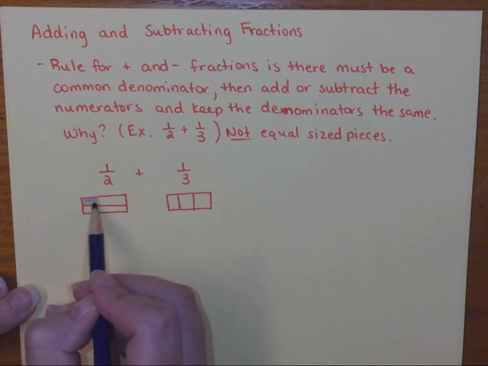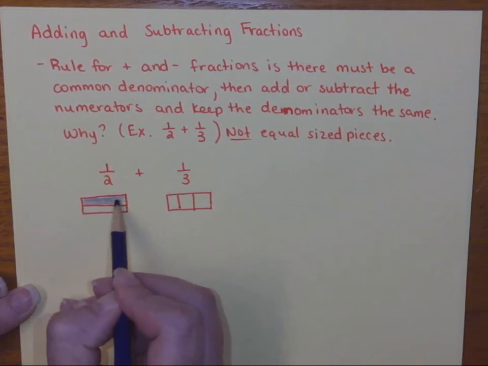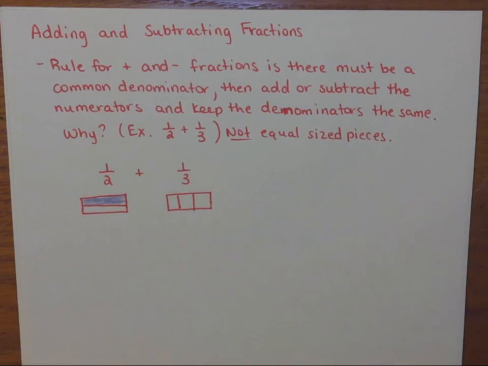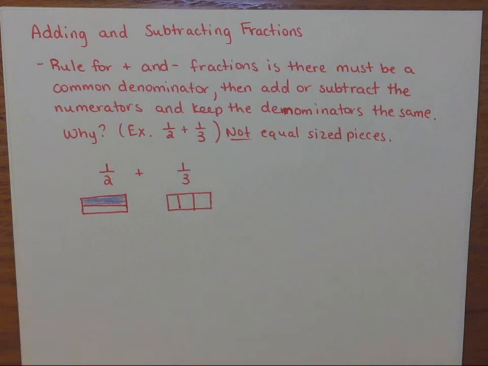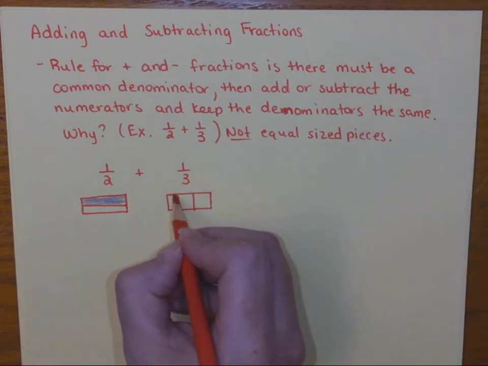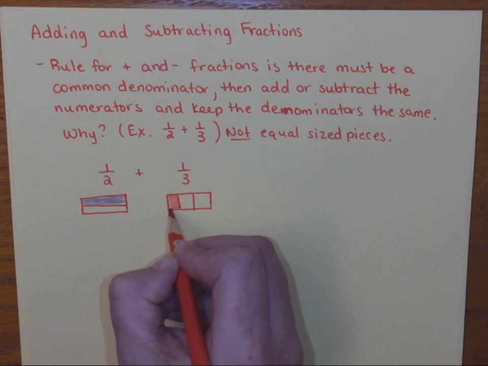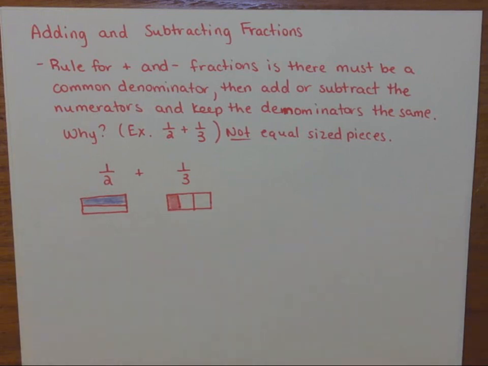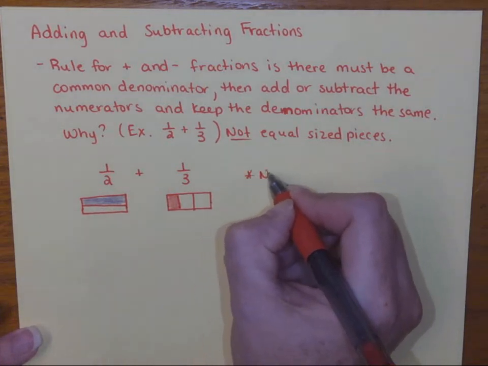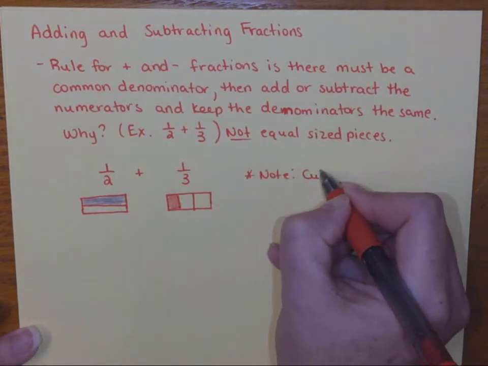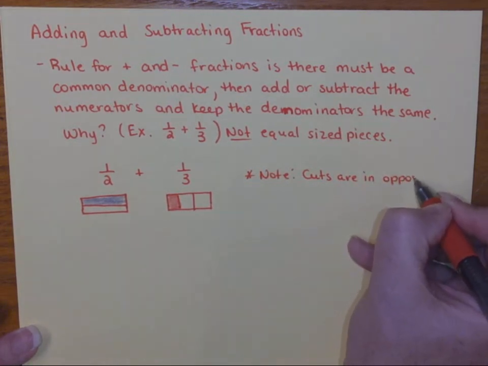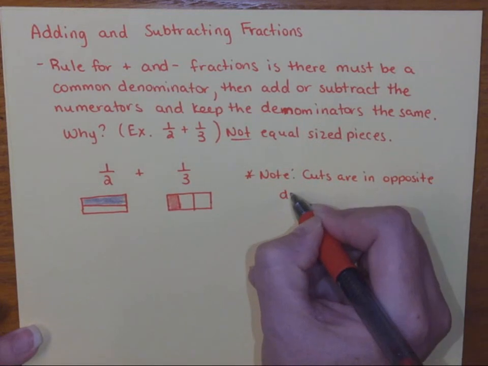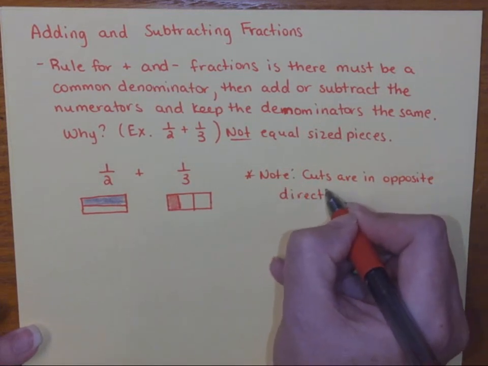So here's 1/2 plus 1/3. And there went my pencil. Okay, and notice these aren't equal sizes, right? Also note that the cuts are in opposite directions. That's going to make the method that we're going to use here a lot easier if you make the cuts in opposite directions. In other words, do one horizontally and one vertically.